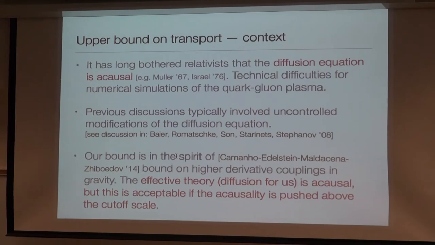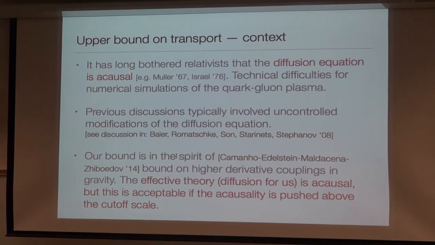Then you can say, well, I can live with this acausality as long as I can push its effects to very short distances and very fast timescales where I know these irrelevant operators are going to be important. Put differently, I can allow an equation to be pathological as long as the pathology is outside the domain of validity of the equation. So there will be corrections. I don't know what the corrections are, but there will be corrections that I know have to restore order. But I don't care what they are exactly.